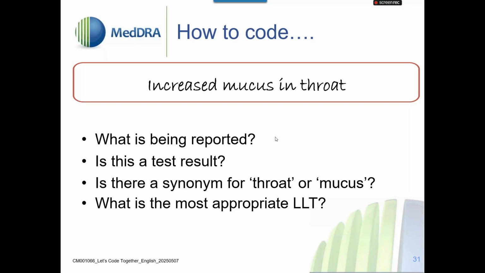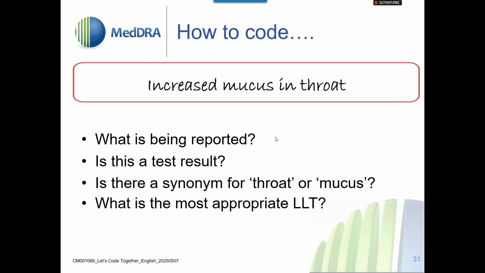My third example in this block is increased mucus in throat. This is one of the examples we were given, as I mentioned, by one of our regular attendees. So what is being reported here? When it says increased, I tend to think, is this a test result? My brain always sees that when I see increased, but I don't think it is. It's just meaning that there is more mucus in the throat. It doesn't mean there's been any test, but just the word increased always makes me think, is it a test result?